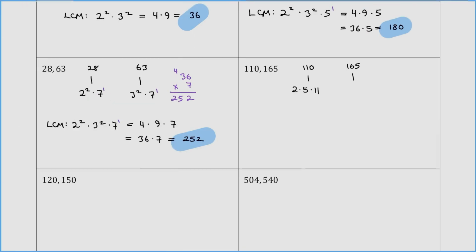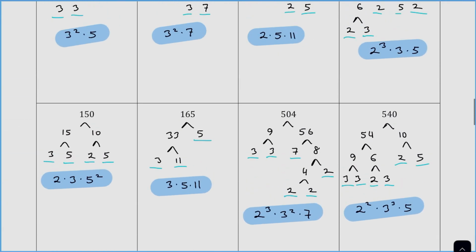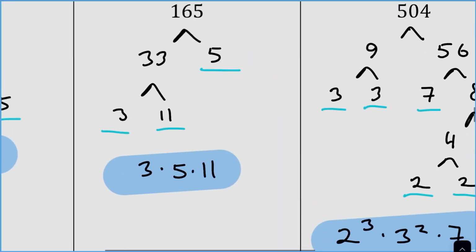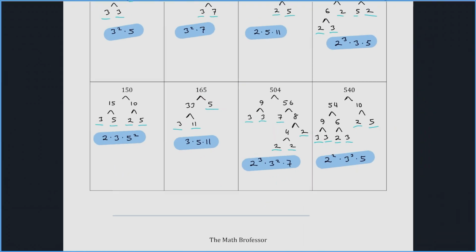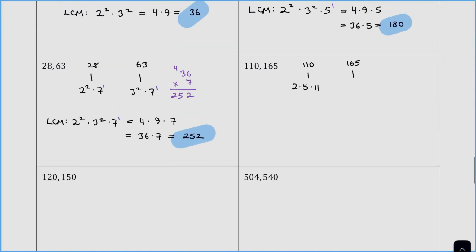Next, 110 and 165. The prime factorization of 110 was 2 times 5 times 11. And the prime factorization of 165, I do not remember. Let's go back and look. What do we get for 165? We got 3 times 5 times 11.